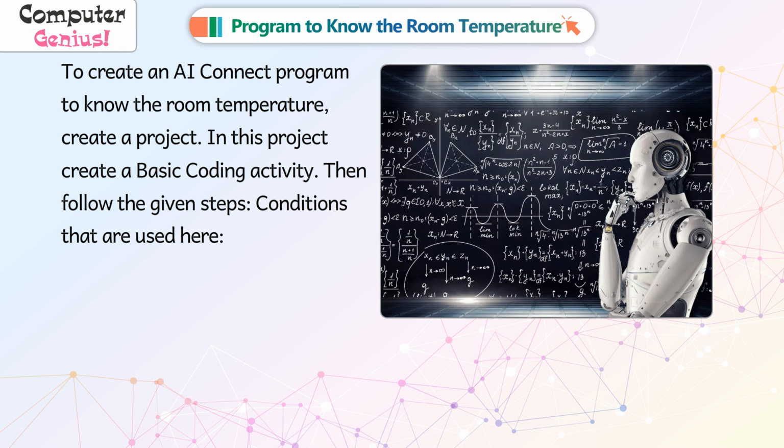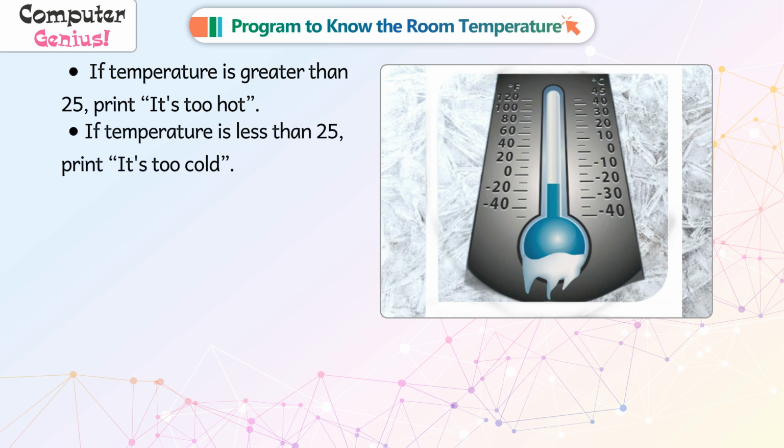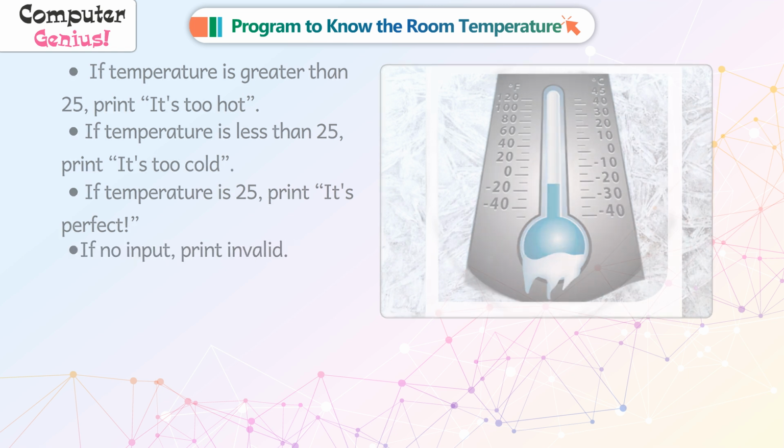Conditions that are used here. If temperature is greater than 25, print it's too hot. If temperature is less than 25, print it's too cold. If temperature is 25, print it's perfect. If no input, print invalid.